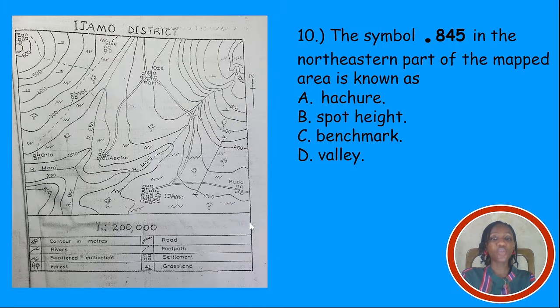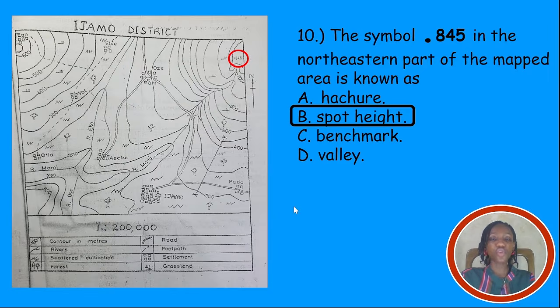Now, the last objective question. The symbol 0.845 in the northeastern part of the map area is known as. Let's identify this symbol that you're talking about in the northern part of the map, and that is located here. So now I know that this may just look like the value of a contour line, but it's not that. It's actually a spot height. These are points on the map where the exact elevation is shown, that is the height above sea level, and it is written as a small dot with a number beside it, which you can see here.